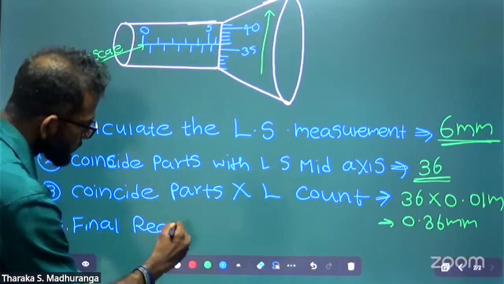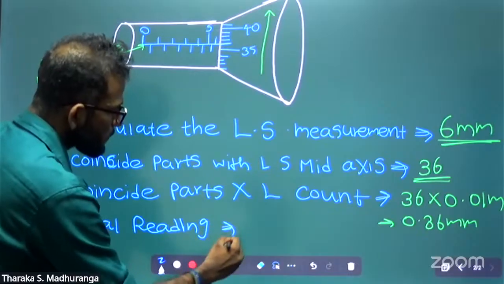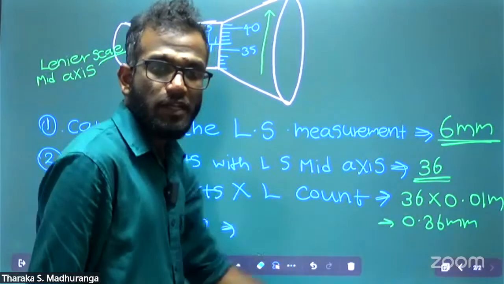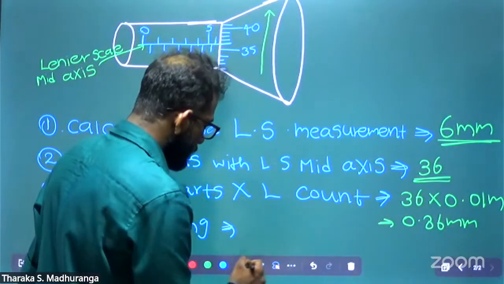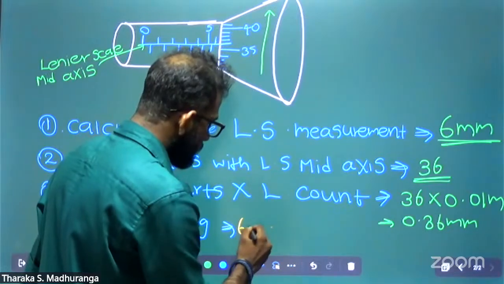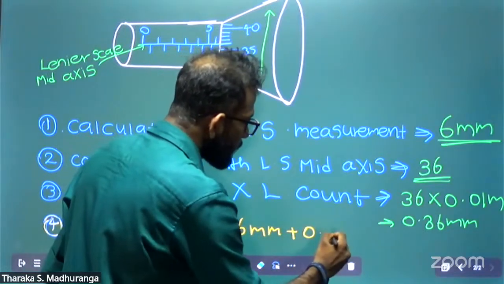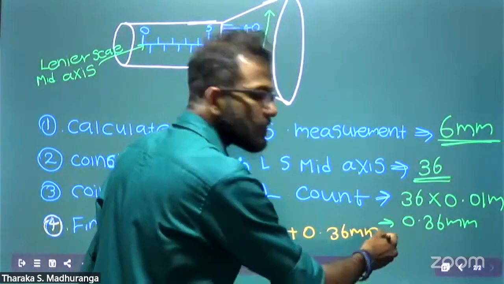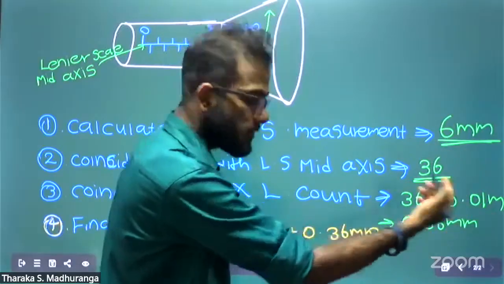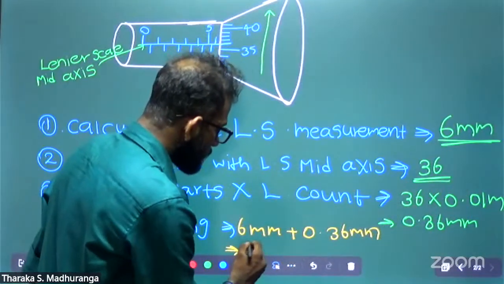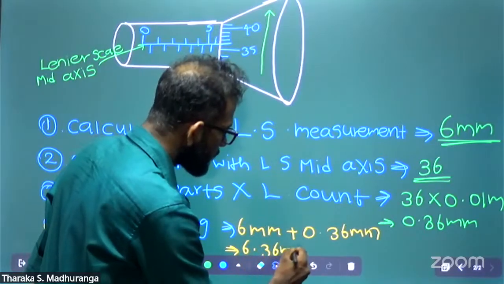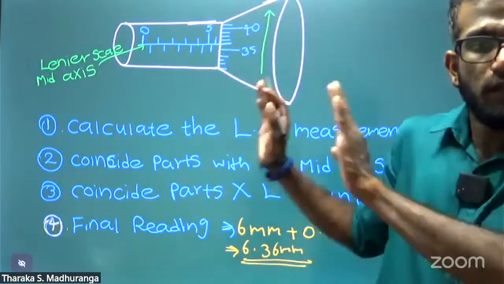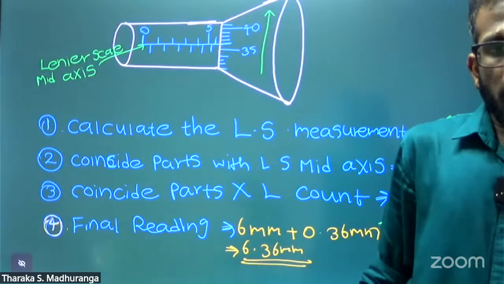Final reading should be 6 millimeter, the linear scale measurement, plus 0.36 millimeter, the circular scale final measurement after multiplying by the least count. Then 6.36 millimeter is the final measurement of this given linear and circular scale. Clear?